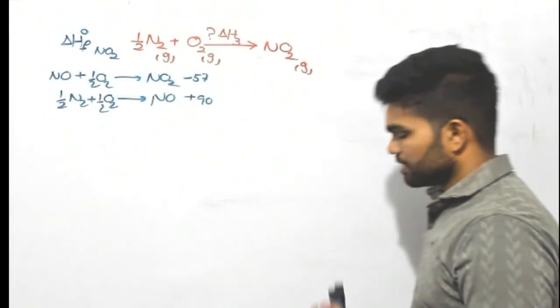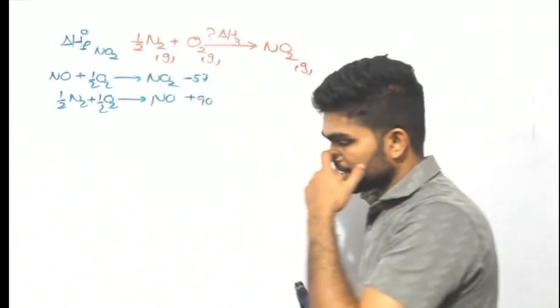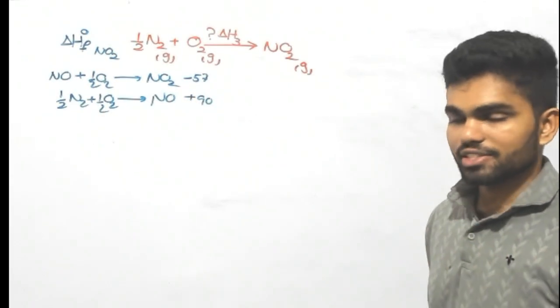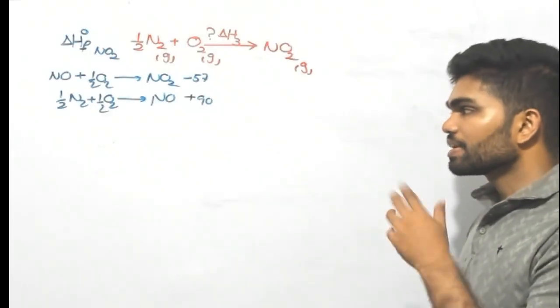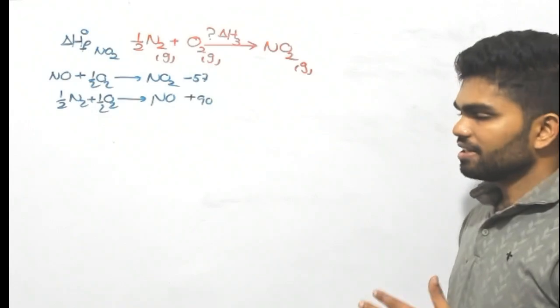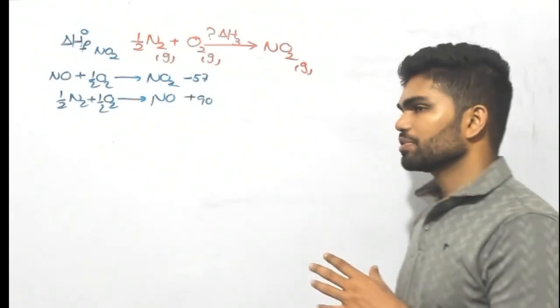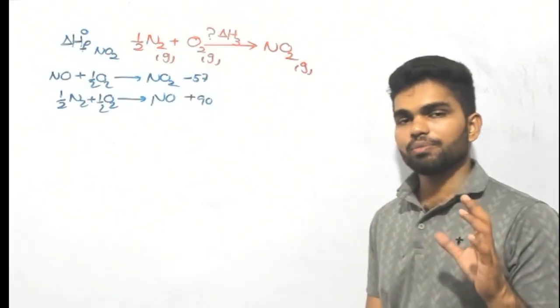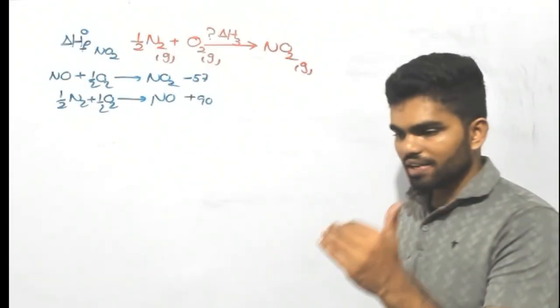Understand? To find the answer for this question, you have multiple methods. You can change equations and do this question, and there are many ways. But here we are specifically expecting you to draw a thermochemical cycle. Then you must follow that advice.